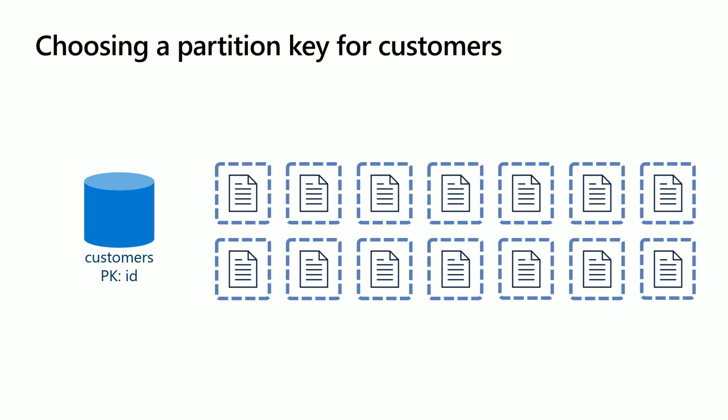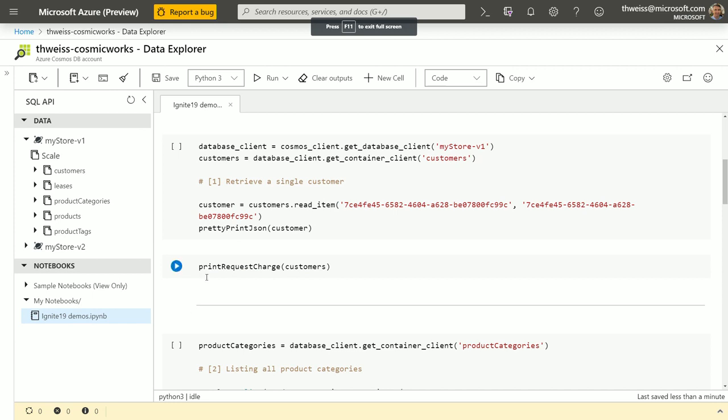So in our case, if I have now my customers container that is partitioned by ID, and if I just wanted to retrieve a customer by ID, what does it look like? So here I'm going to the Azure portal, and I'm going to use our brand new notebook experience.